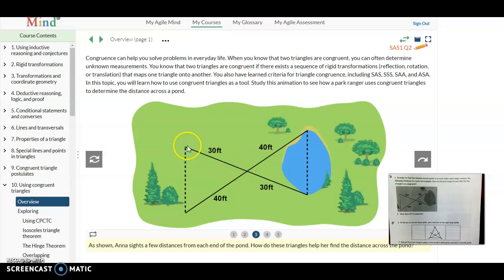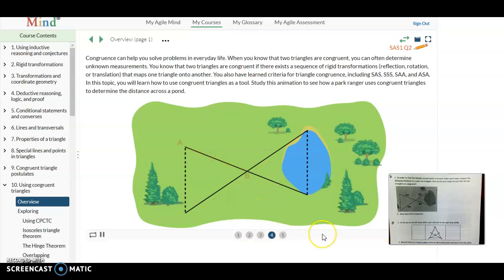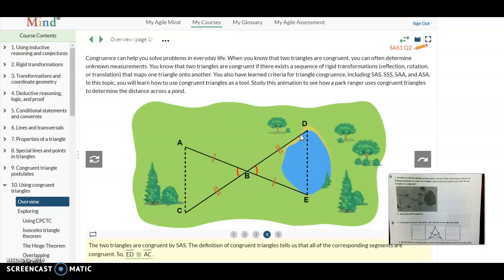And so we're going to see how creating this figure here will allow her to know the distance across the pond without actually getting in a boat or getting wet. So how do these triangles help her find the distance across the pond? Well, since we knew this segment was 30 feet and this segment was 30 feet, they're congruent. And since these segments were both 40 feet, they are congruent. We have a third pair of congruencies we know because vertical angles are always congruent. So angle ABC and angle DBE are congruent because they're vertical angles.